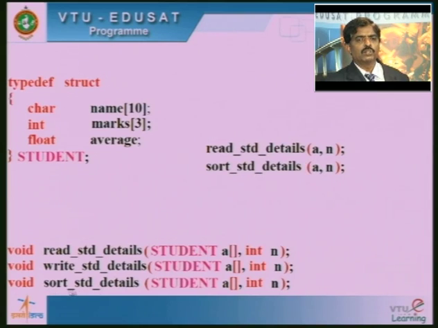So let us try to display the sorted student details. Let us try to print the student details. So what is the statement I should write here? writeStudentDetails. So here I write writeStudentDetails. Arguments are a and n.